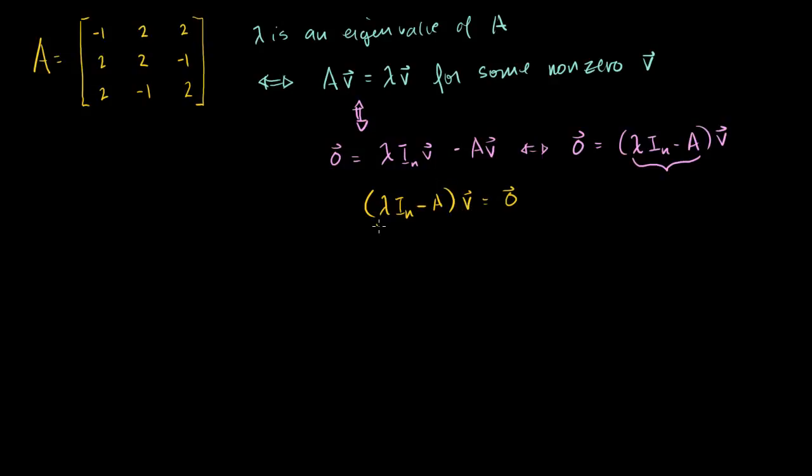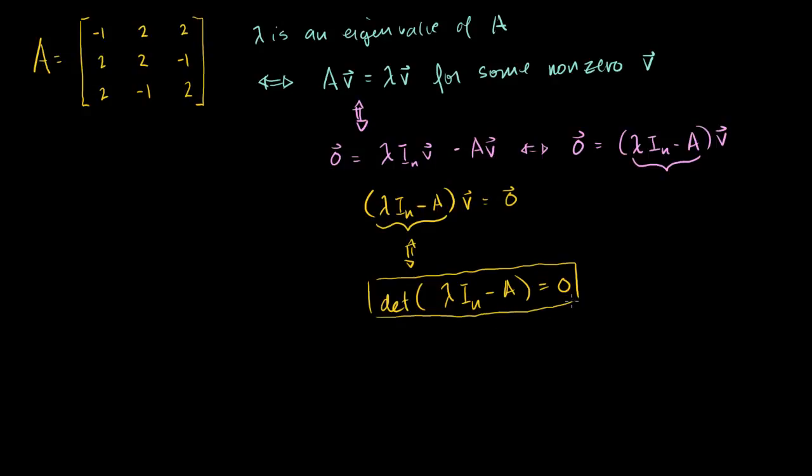That means that the null space of this matrix has got to be non-trivial. Another way to think about it is that its columns are not linearly independent. Or another way to think about it is it's not invertible, or it has a determinant of 0. So lambda is an eigenvalue of A if and only if each of these steps are true. And this is true if and only if the determinant of lambda times the identity matrix minus A is equal to 0. And that was our takeaway. I think it was 2 videos ago or 3 videos ago. But let's apply it now to this 3 by 3 matrix A.